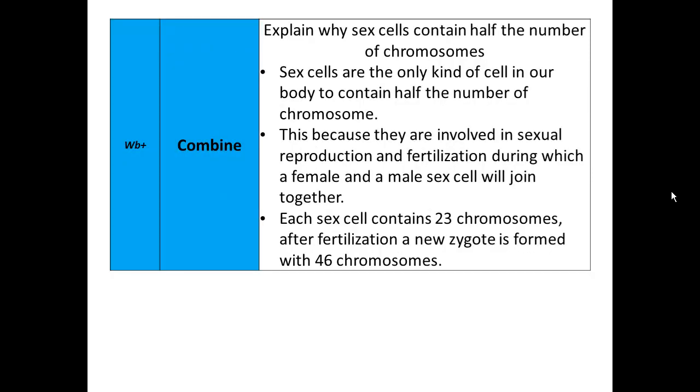And last one, explain why sex cells contain half the number of chromosomes. So sex cells are the only kind of cell in our body to contain half the number of chromosomes. This is because they are involved in sexual reproduction and fertilization, during which a female and a male sex cell will join together. Each sex cell contains 23 chromosomes. After fertilization, a new zygote. So zygote is the new somatic cell. So if you've written down just the new cell or the new somatic cell, it is absolutely fine. It's formed with 46 chromosomes.